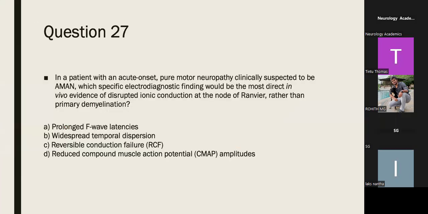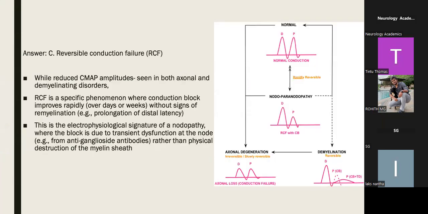Question 27: in pure motor neuropathy suspected to be AMAN, which is the specific electrodiagnostic finding that can be the evidence of disrupted ionic conduction at the node of Ranvier rather than primary demyelination? The answer is reversible conduction failure. As shown in the diagram, this reversible conduction failure with conduction block is a very rapidly reversible finding in NCS.